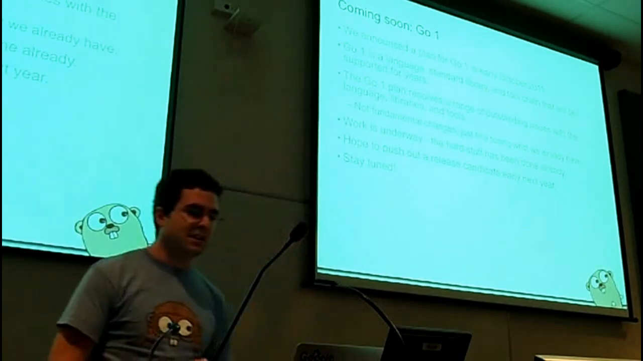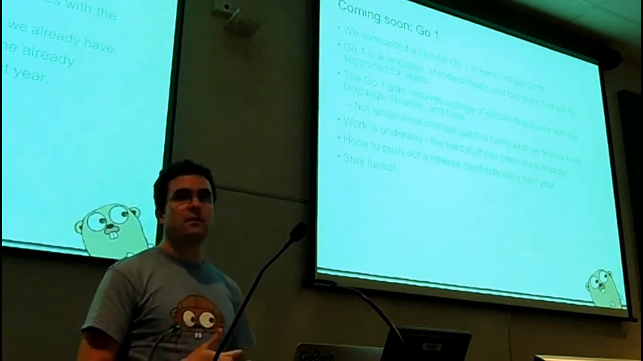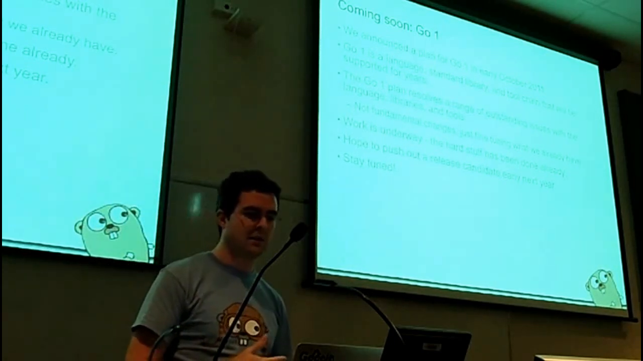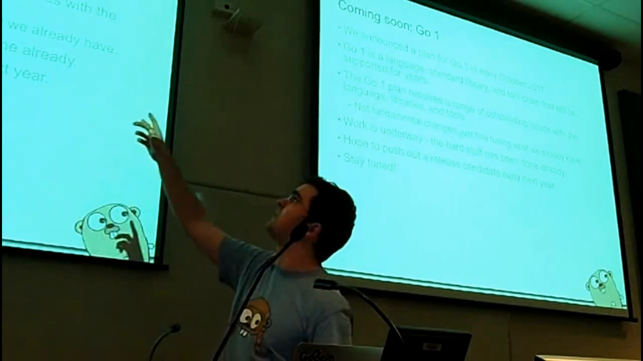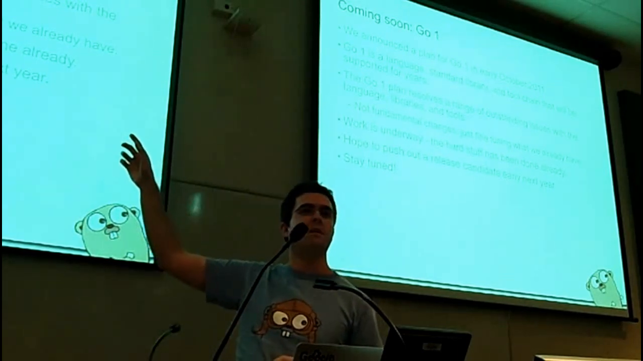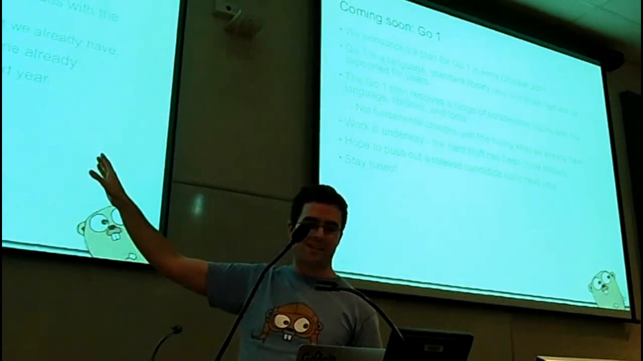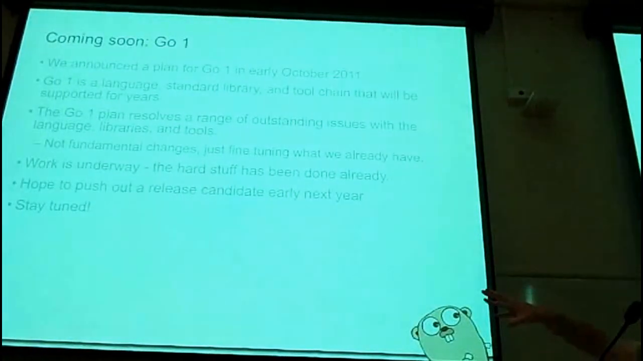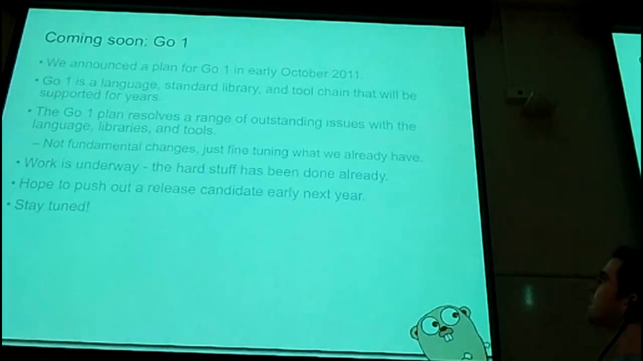And early next year, we plan to release Go version 1. Or 2011. Yeah, that's when we announced the plan last month. Right, I misread it. So we announced a plan for Go 1 in 2011, and the idea is it will be a version of Go that you can write books about, that you can base your company on, that will be supported on the order of years.